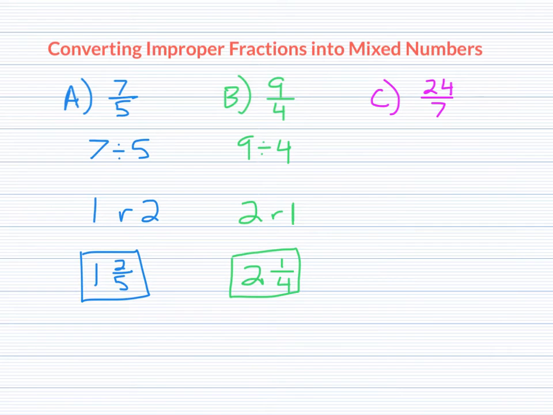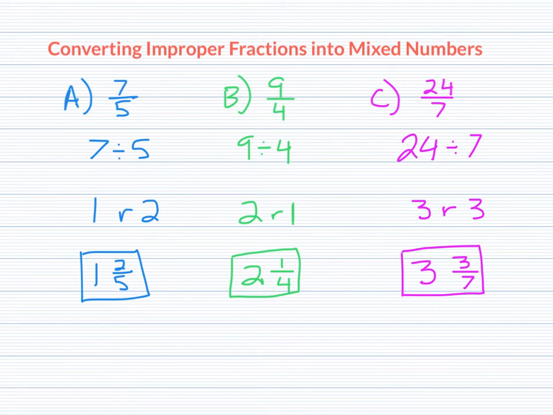And in example C, we're going to do the same thing. In this case, 24 divided by 7. 7 goes into 24 3 times. And I know 7 times 3 is 21, which means my remainder is going to be 3. So my whole number is 3, and my remainder just goes above my denominator. So here is my mixed number, 3 3/7.